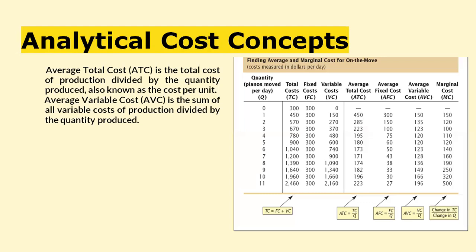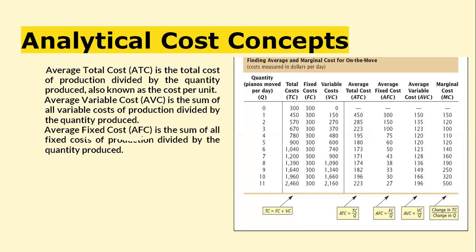Average variable cost is the sum of all variable costs of production divided by the quantity produced. Average fixed cost is the sum of all fixed costs of production divided by the quantity produced.